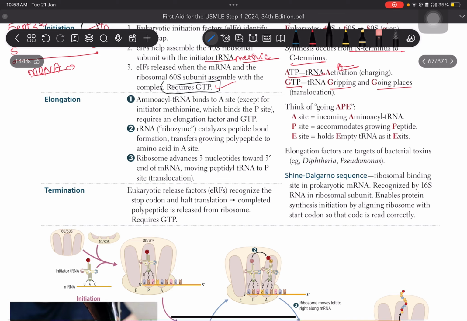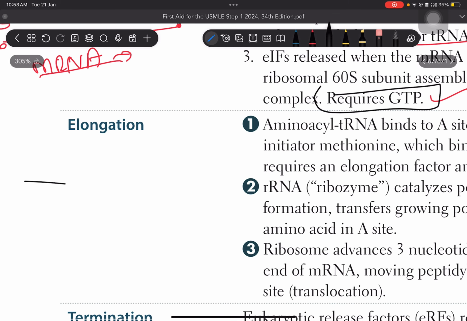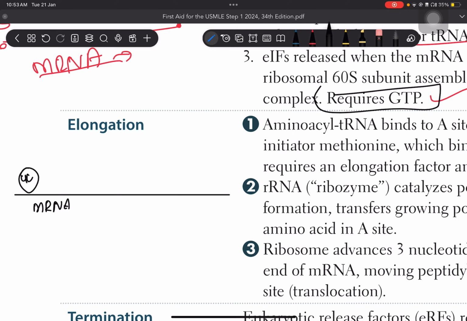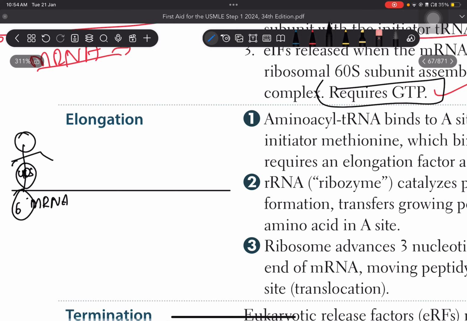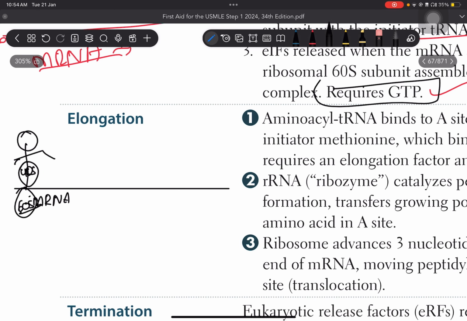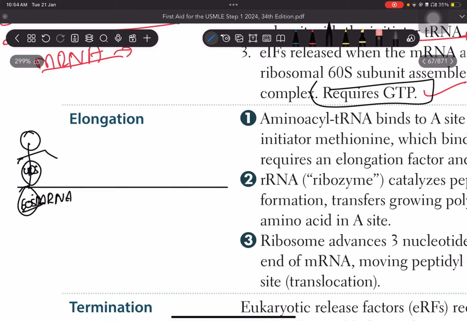Now we'll go into elongation. What do you mean by elongation? Sorry for using the term mRNA so many times. This is mRNA and you have 40S. Let's have the human model, not the cloverleaf we have discussed, and this is the 60S subunit. This is all what you have before the elongation starts.